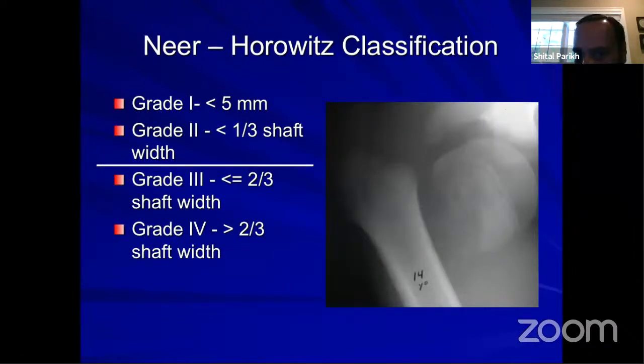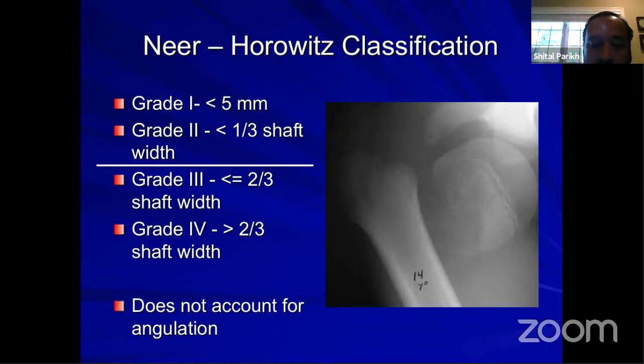There is the Neer-Horowitz classification. It's based on the amount of displacement. If you have grade 1, less than 5 millimeters, then based on the width of the shaft, typically grade 1 and 2 are treated conservatively. When it comes to grade 3, that means significant displacement of the fracture, especially after the age of 11 years, then you start thinking about reducing these fractures and fixing these.